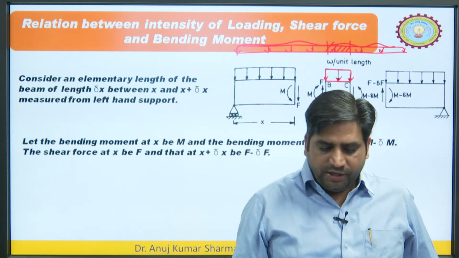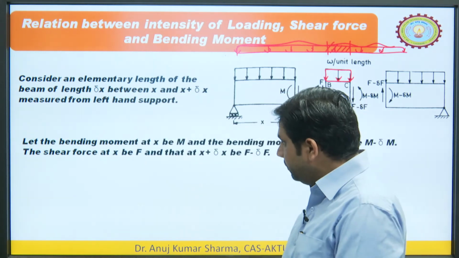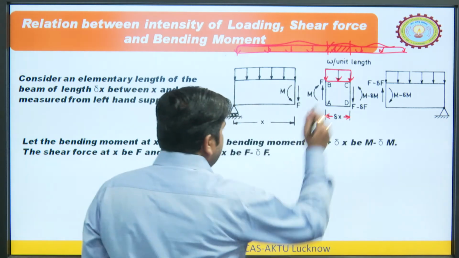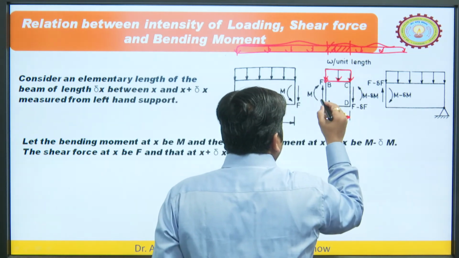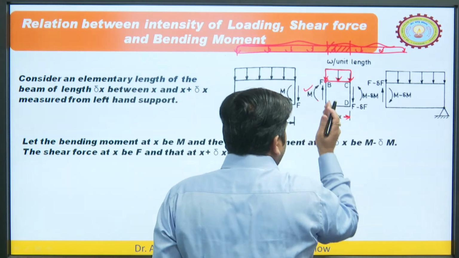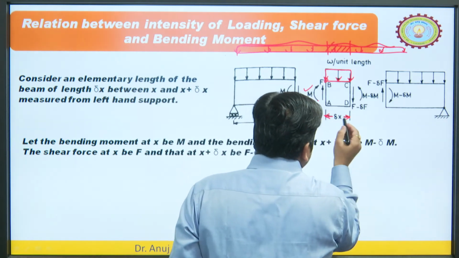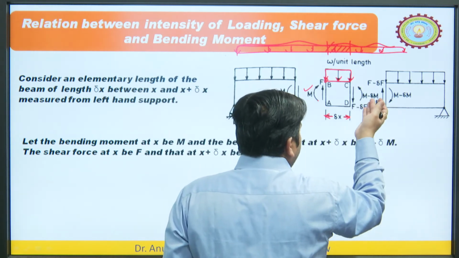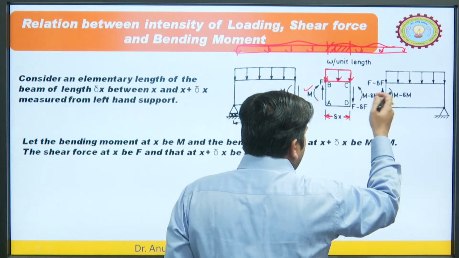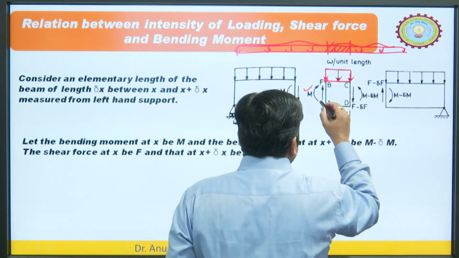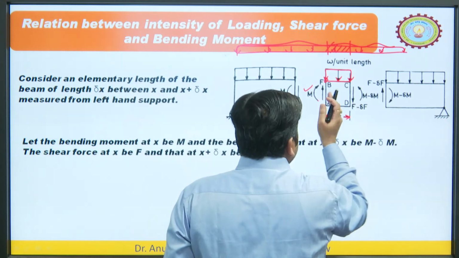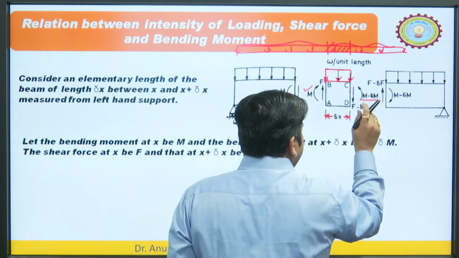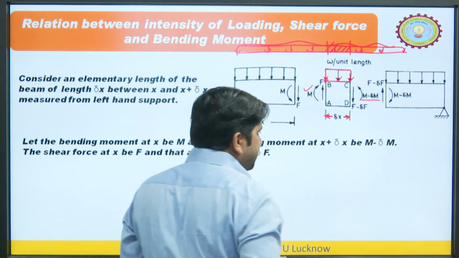So, let the bending moment at x be M. We know the bending moment and shear force diagrams vary from one end to another. So, let us say at this end the bending moment is M and at the other end, after a distance of dx, let the bending moment be decreasing or increasing. We have taken here M minus delta M, you can take M plus delta M also, that is not a problem. So, on this left side let us say it is M. We have considered a minor variation, so delta M is a variation, and on the other side it is M minus delta M.